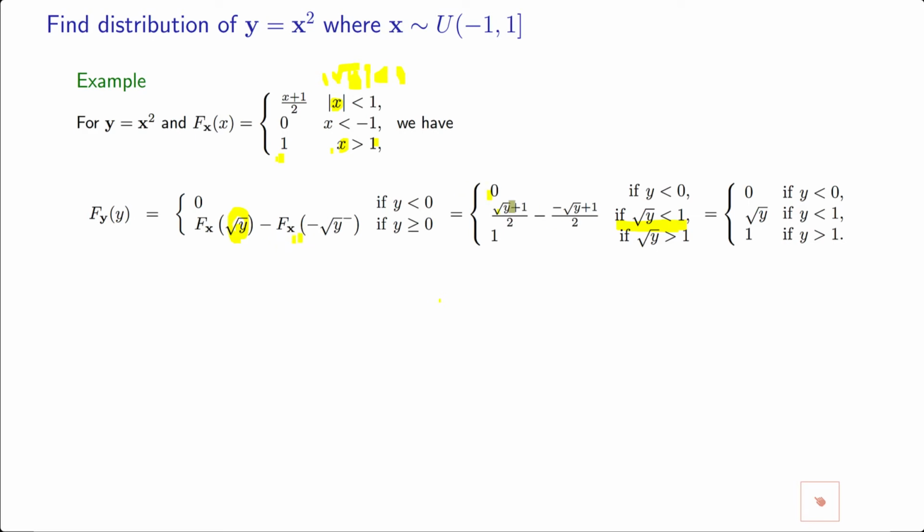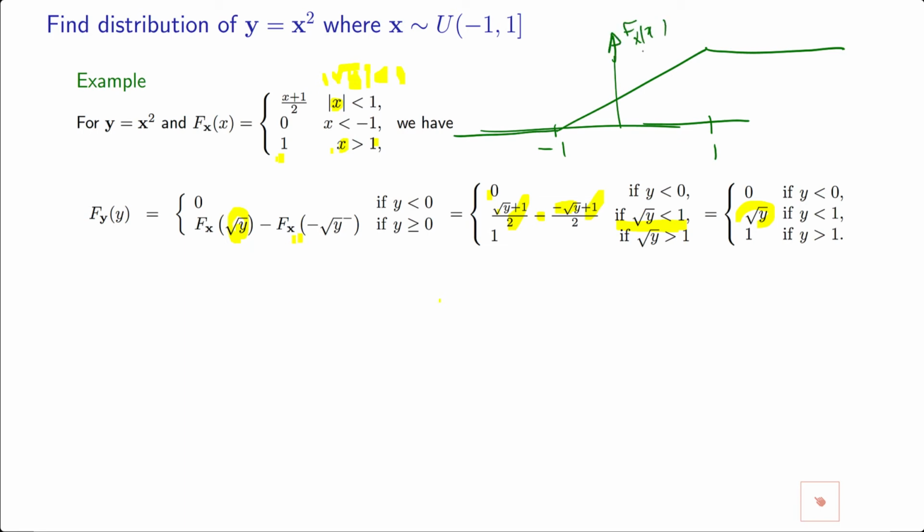If you add these together, you see that you have a square root of y here, a square root of y here. Therefore, these simplify, and you will get this distribution. So the plot of this distribution is like that. From minus 1 to 1, you will have a line. After that, you will have this one. So this function is f x of x. And then here is 1, and here is 0.